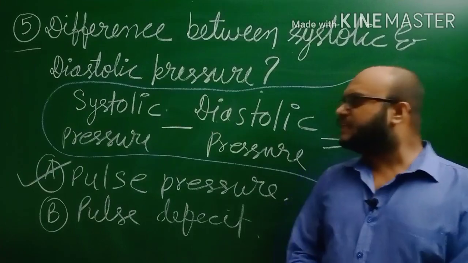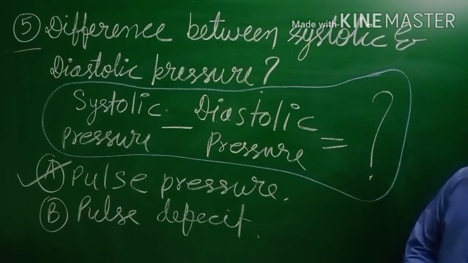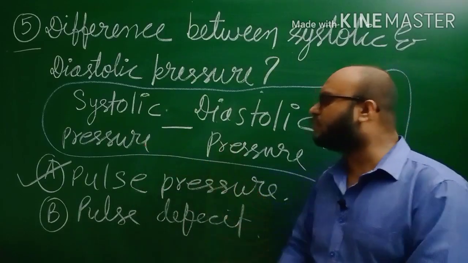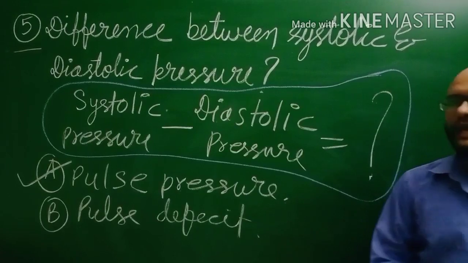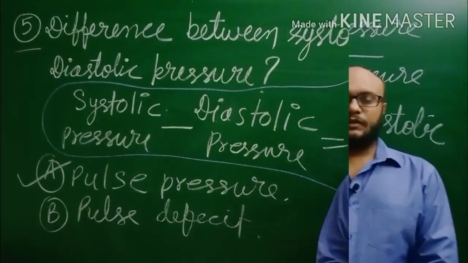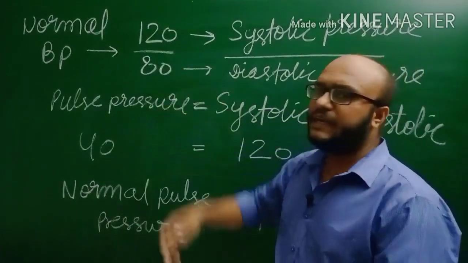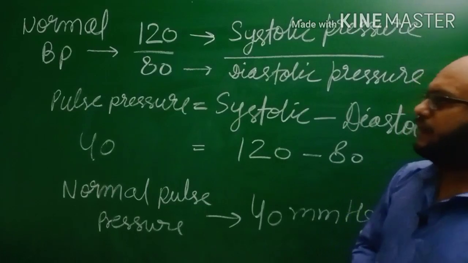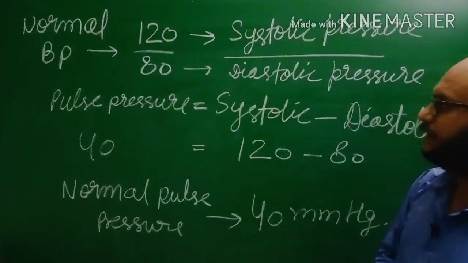The right answer is option A, pulse pressure. The difference between systolic pressure and diastolic pressure is known as pulse pressure. Option A is correct. Let's understand this condition with an example. In a person, normal blood pressure is 120 by 80 mm of Hg. We want to calculate what the pulse pressure is in this condition.